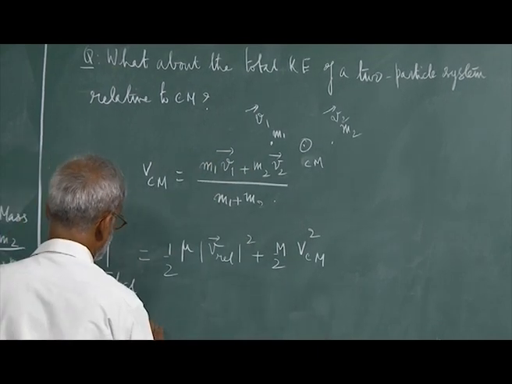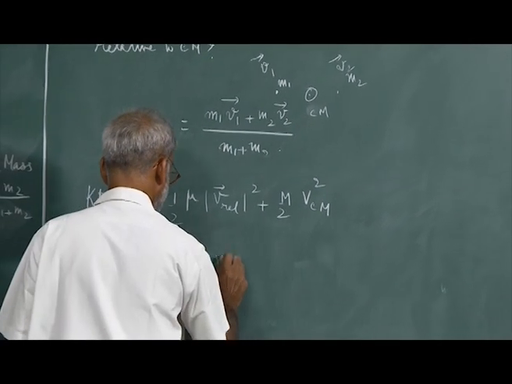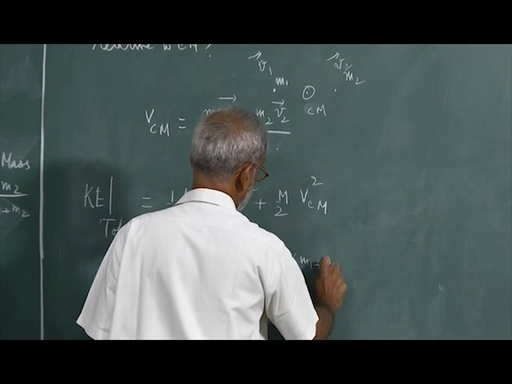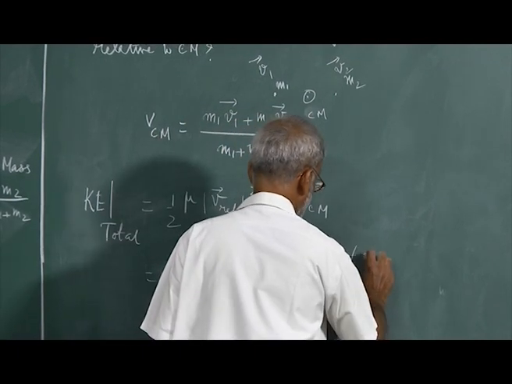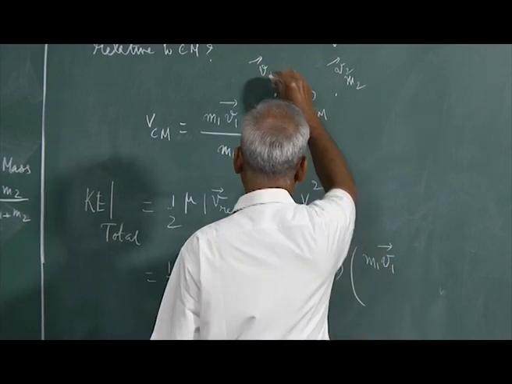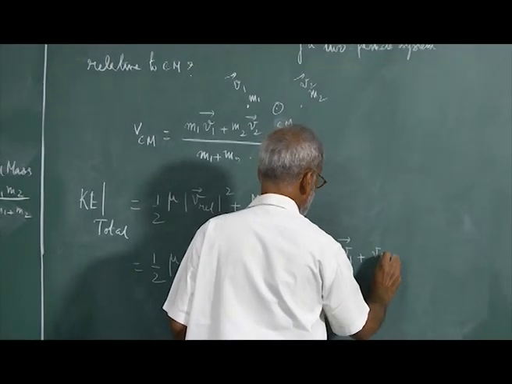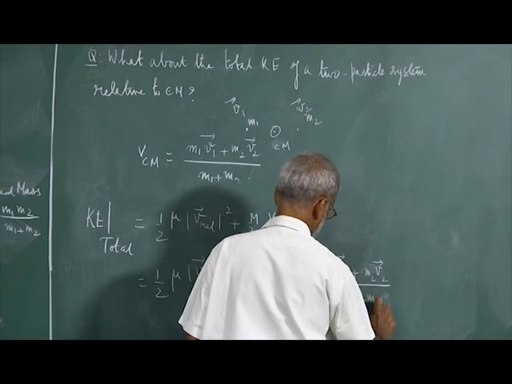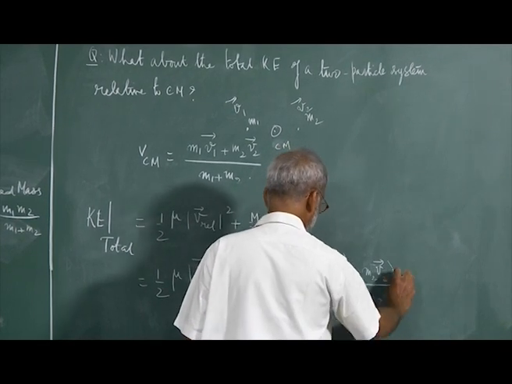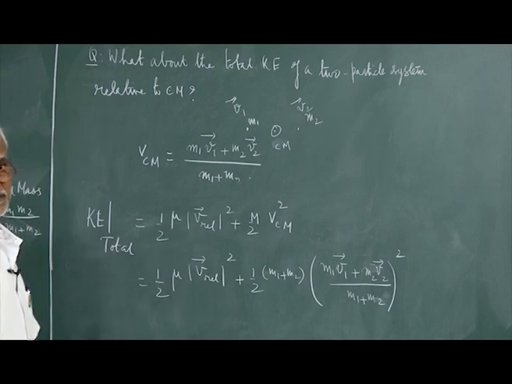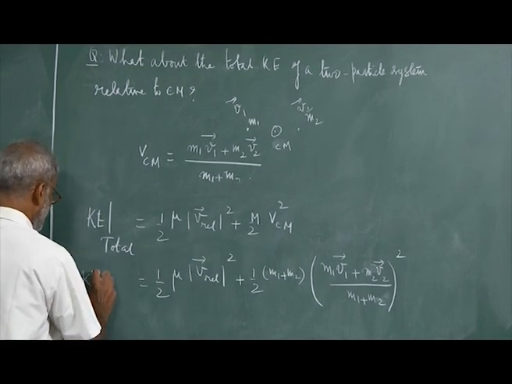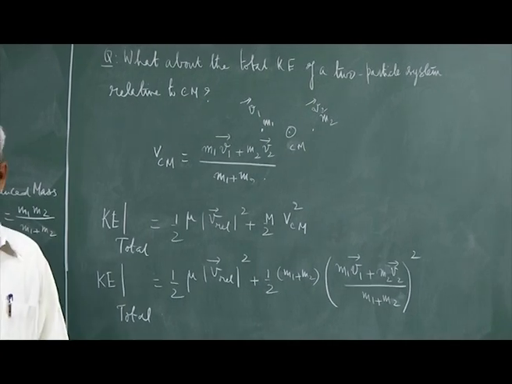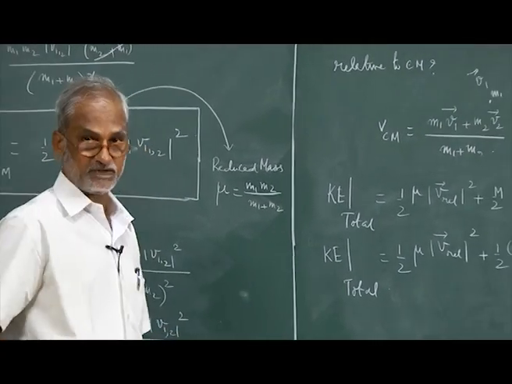So I will have half of mu times v relative whole squared plus half of m1 plus m2, and we know what is the expression for the center of mass velocity. m1 is moving with the velocity v1 and m2 is moving with the velocity v2, therefore the velocity of the center of mass is this quantity, and I want to calculate the total kinetic energy of this system. Okay, right, this is the total kinetic energy of the system. It looks a little fearsome, but there is nothing, it is a very straightforward expression.